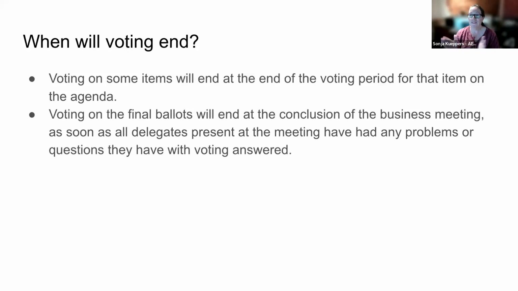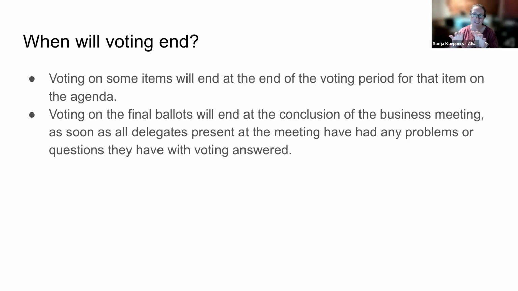You may also want to know when the voting is going to end. In past years, we've had a specific time when voting ended, which was typically 10 p.m. Eastern time after the end of the assembly, which was quite a few hours after the end of the meeting. We'll be doing that a little bit differently this year. We're going to end the voting on some items at the end of the voting period for that item on the agenda. So if it says on the agenda that we're going to vote on the scenario resolutions, and then we're going to have a 10-minute voting period, after the end of that voting period, we will end the vote on that particular issue. It won't be possible to submit any more ballots.